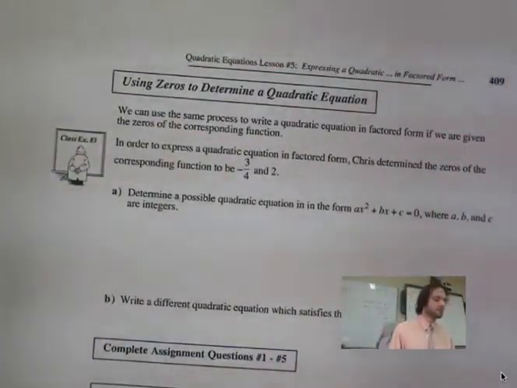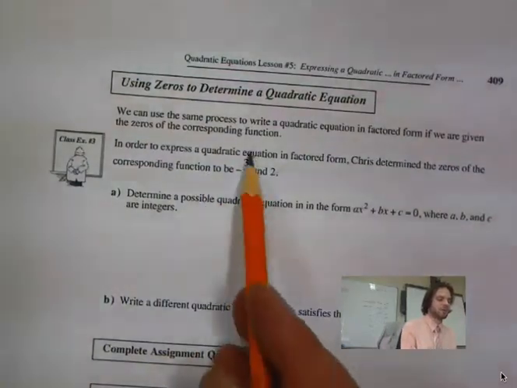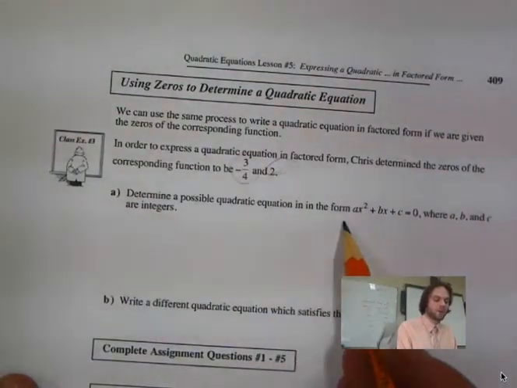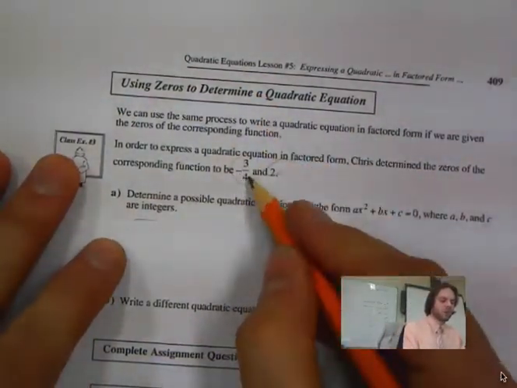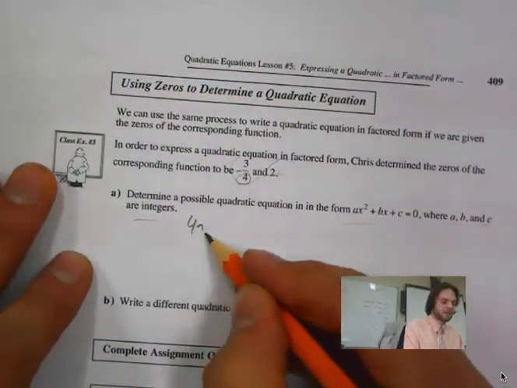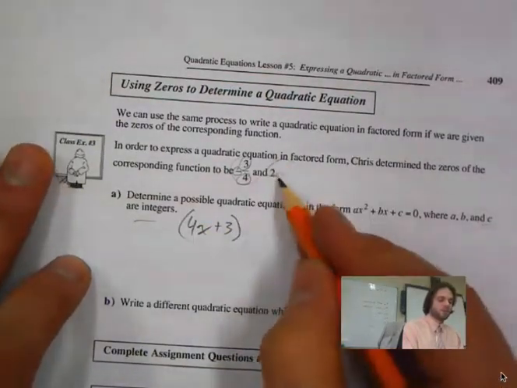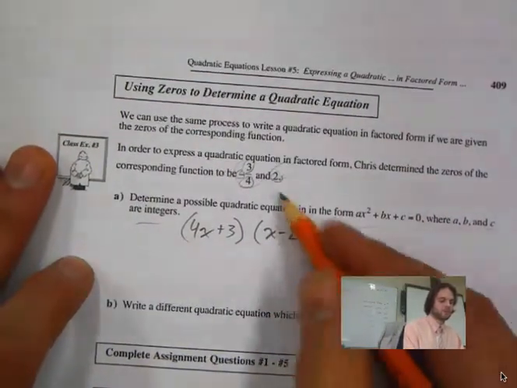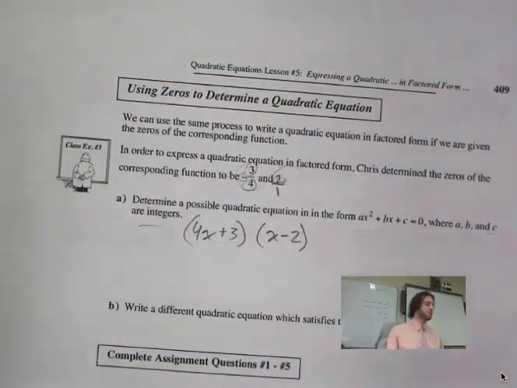Example 3. It says, in order to express the quadratic equation in factor form, first determine the zeros of the corresponding function. Okay, so he wants to put it in factor form. Now, determine the possible quadratic equation where a, b, and c are integers. So all of them could be integers. There's more than one equation we could have there. So I'm going to just go, we know that this is 4x, and then this is negative, so that's going to have to be plus 3. There's one option. And multiplied by x minus 2. So this is kind of over 1, so you might say 1x and then minus 2. Okay? So we can just go like that.